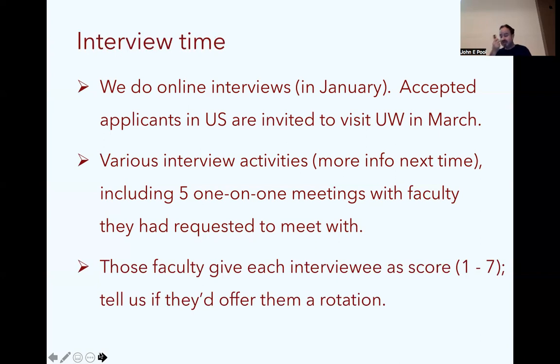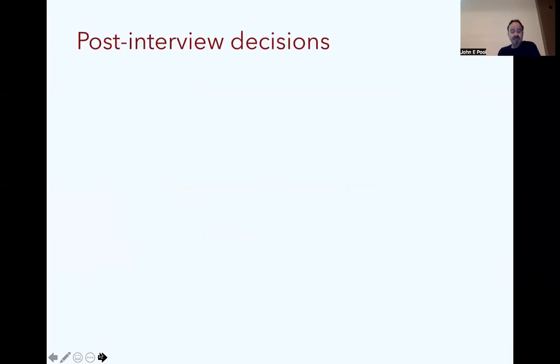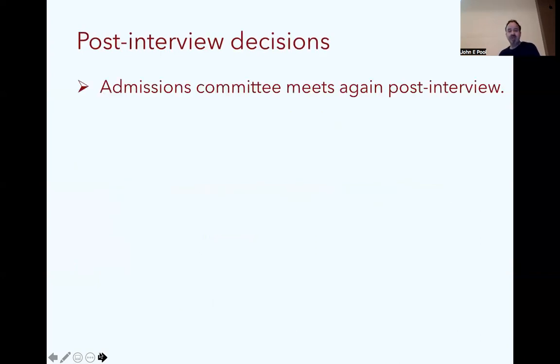And they also tell us whether they feel like they could offer that student a rotation, because we want to know, does this student have potential homes if we take them? And so what do we do with that information? Well, the admissions committee meets again.